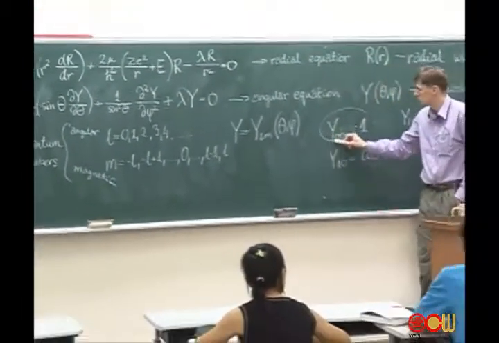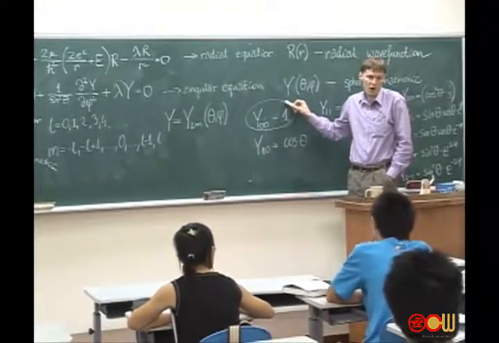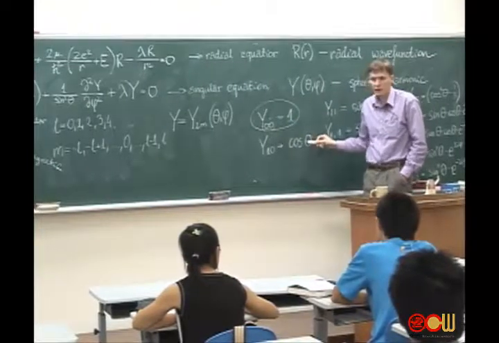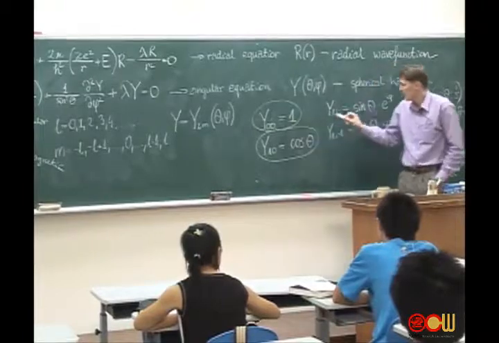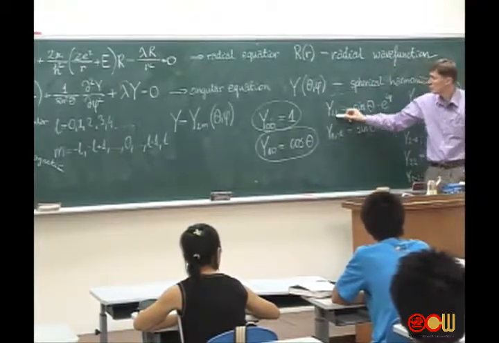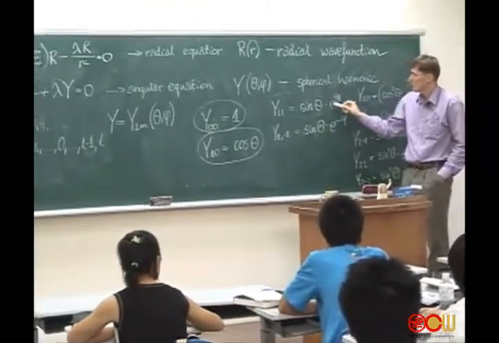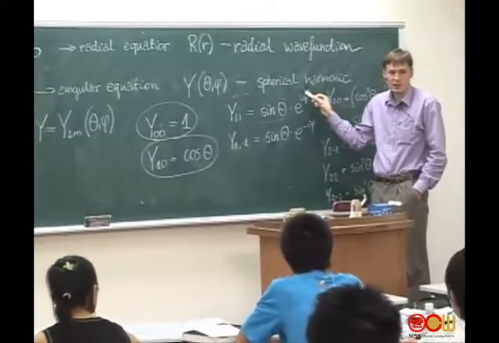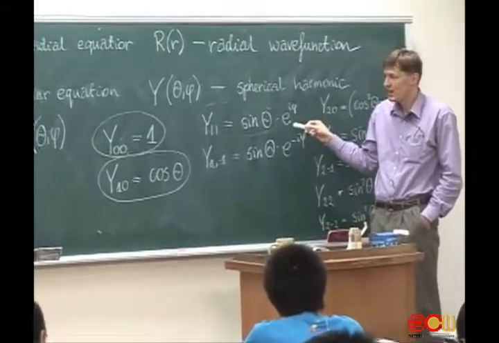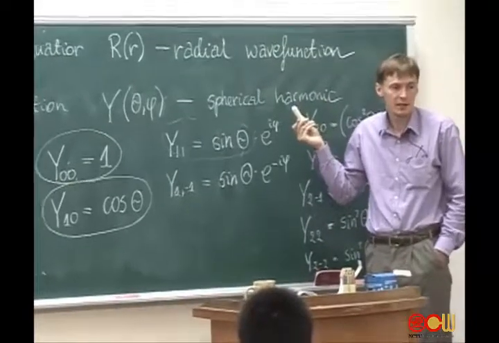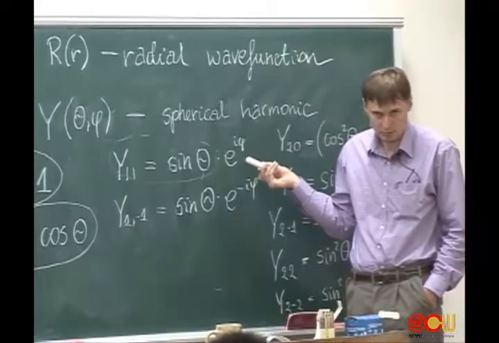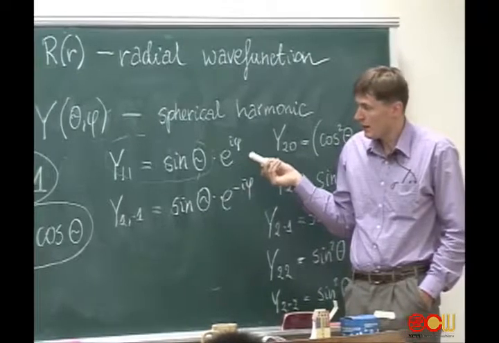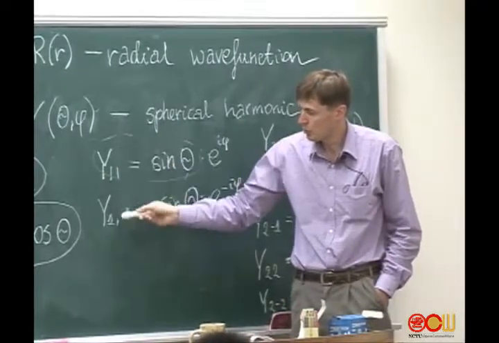This one is real, it is 1. This one is a cosine of angle, it's real. No problem. This part is real, but this part is complex. So if we want to plot it, it will be very difficult to plot the complex part. It's possible, but difficult. That's why people very often take these two orbitals.